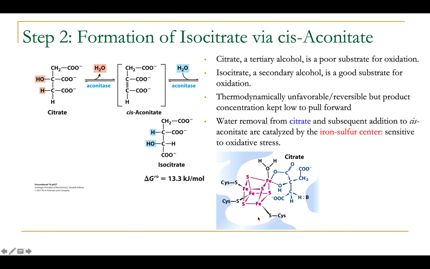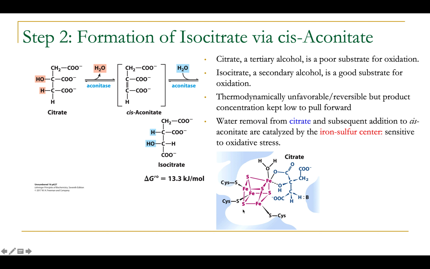So the interesting feature of aconitase is the fact that it has an iron-sulfur cluster in its catalytic center, and iron-sulfur clusters are more typical for redox enzymes, such as ones that are found in the electron transport chain.